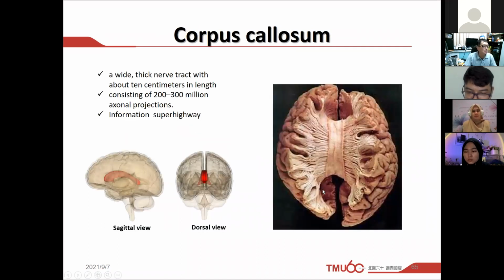Between these two parts, there is a very unique structure. We call it the corpus callosum. This is like an information superhighway, with a lot of axons connecting the two hemispheres, allowing them to communicate. You can see there are 200 to 300 million axon projections in this callosum. It's very thick. You can see the dorsal view, and there's a curve here.